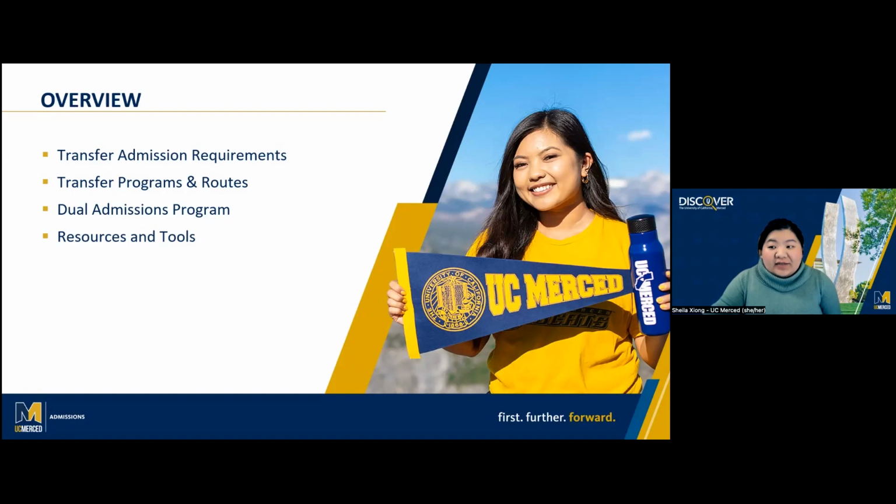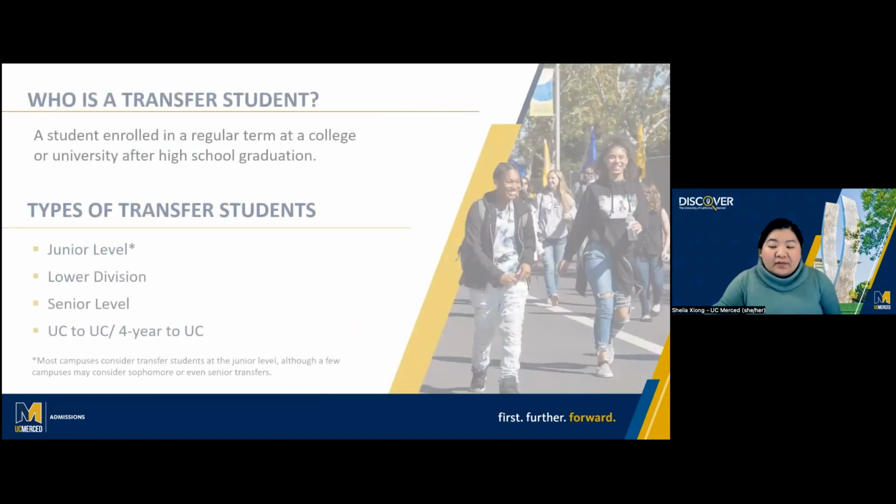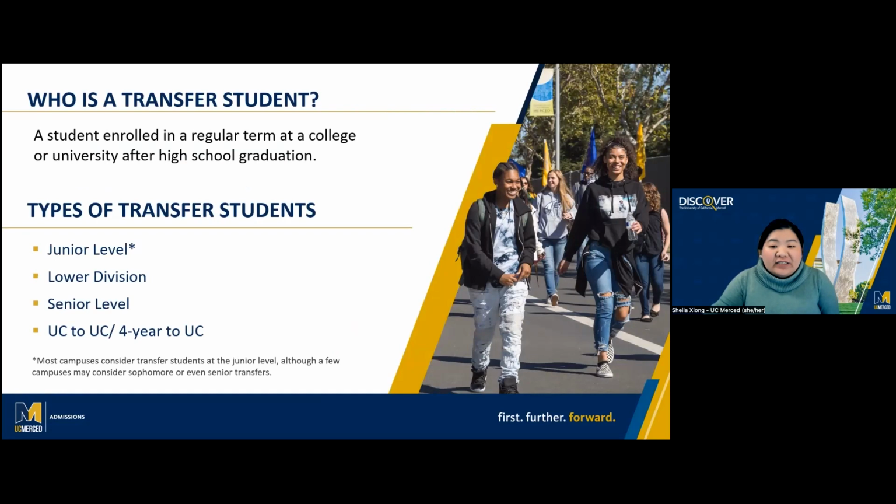All right, so let's go ahead and get started. We're starting off with the definition of a transfer student. So who is considered a transfer student? The official definition of a transfer student for UC is a student who is enrolled in a regular term at a college or university after high school graduation. A regular term is defined as a fall, winter, or spring quarter, or a fall or spring semester.